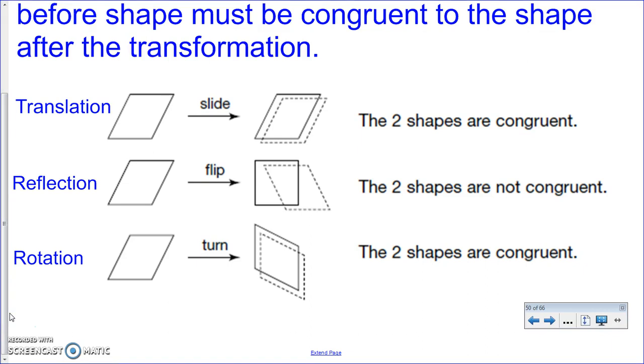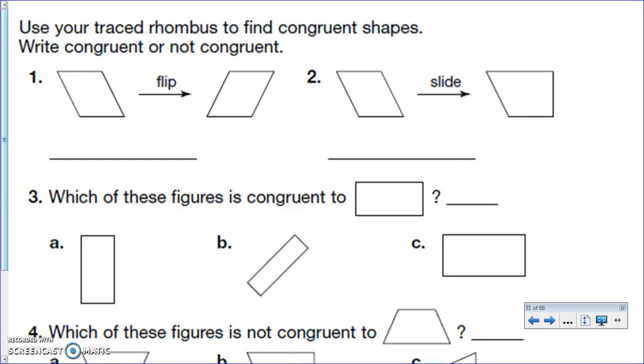For a reflection, also known as a flip, you can reflect it over a vertical line, as they've done here, or over a horizontal line. However, when they reflected the shape, they did not keep it congruent, and you can see because the dotted outline does not match the bold outline. Then for a rotation, they turned it, and in this case it is still congruent because it kept the shape exactly the same.